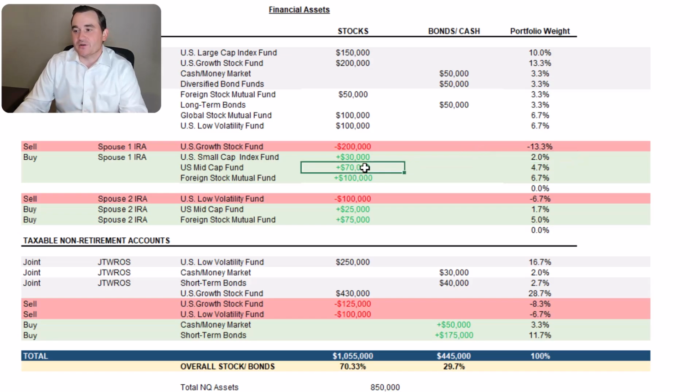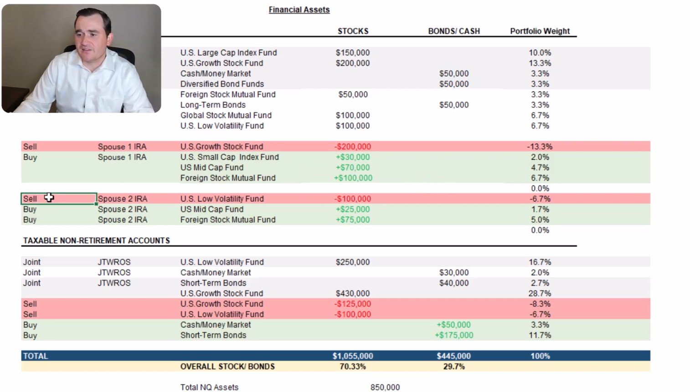And then likewise, I would add $70,000 to mid cap funds, which are generally considered slightly less volatile than small caps, but at the same time offer potentially more growth potential than large caps, so somewhere in the middle. And then finally, I would invest the rest in foreign stocks, non-U.S. stocks, to add that diversification. And we'll go over how this changes their ending allocation, considering all their assets.